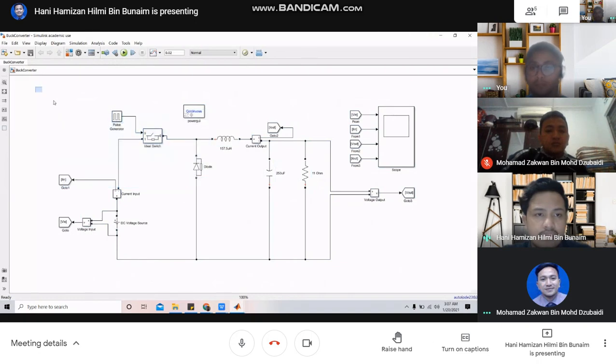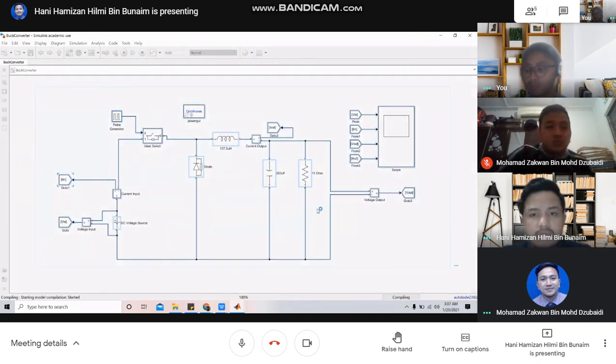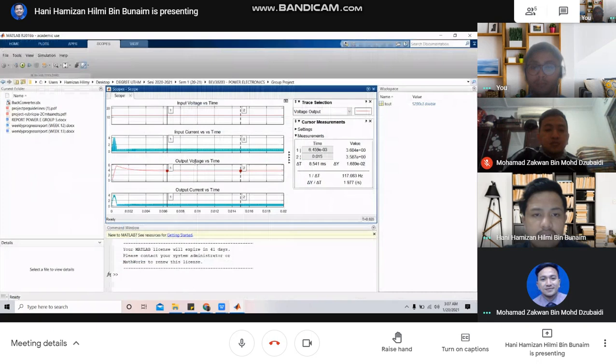So this is our simulation. If we run it, we will get the result as this. This is the input voltage versus time, input current versus time, output voltage versus time, and output current versus time. So this is our measurement, this is our time, and this is our volume. So that's all from us. Thank you.